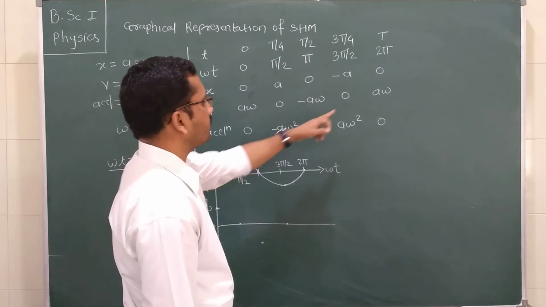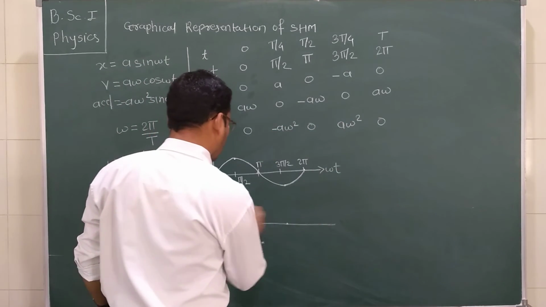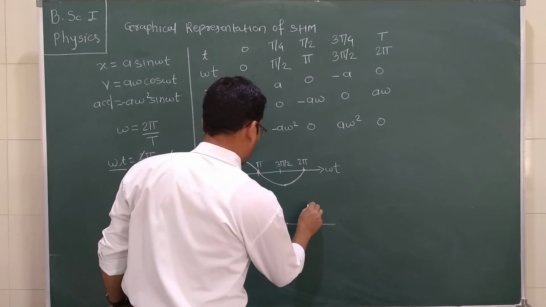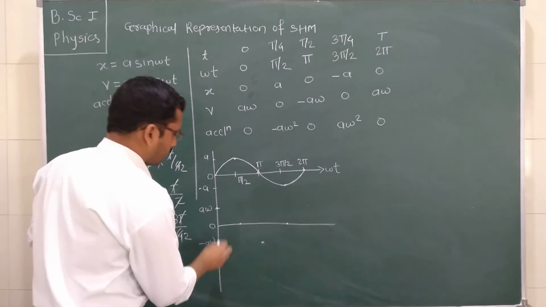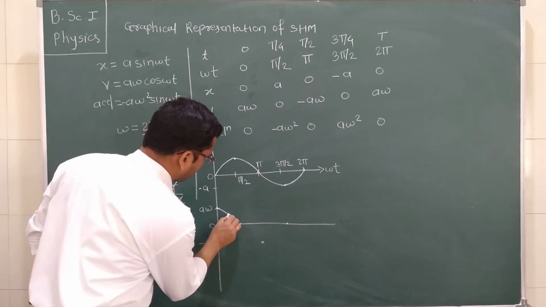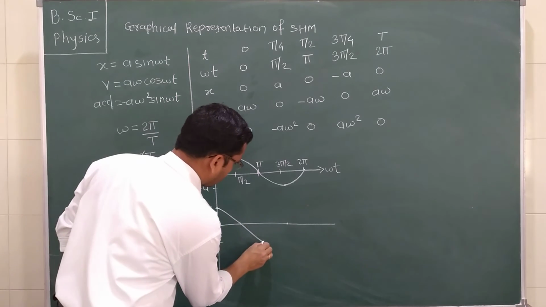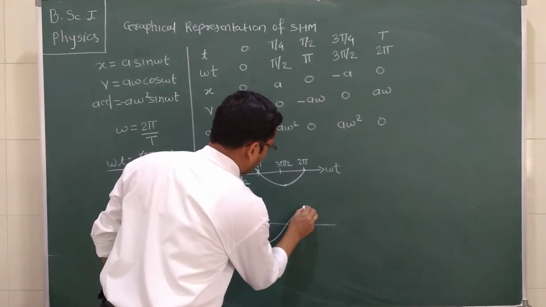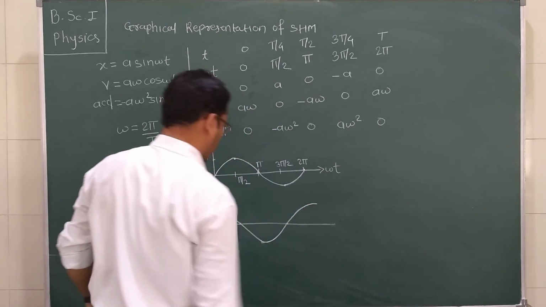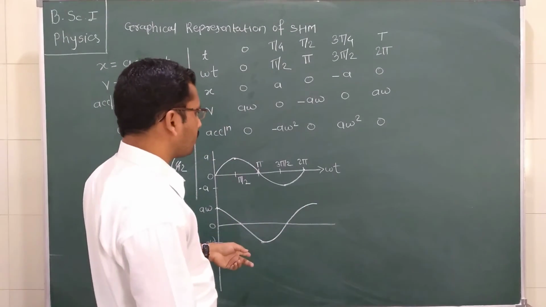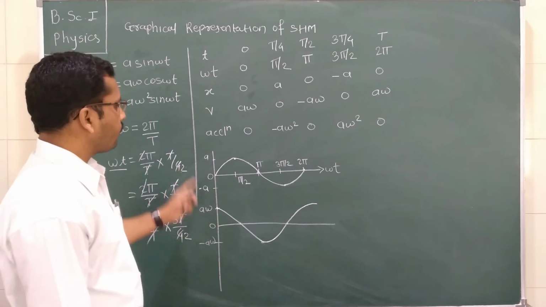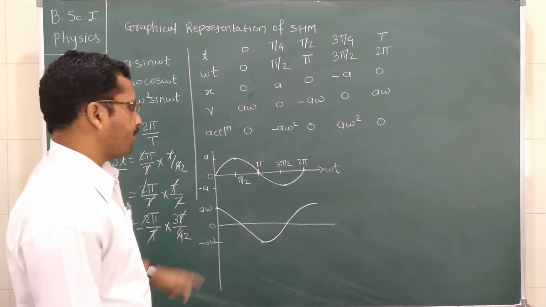And then it is equal to a omega again. So if we draw this, we get a graph like this. So this is a graph for velocity. This is a graph for velocity when it is starting from the mean position.